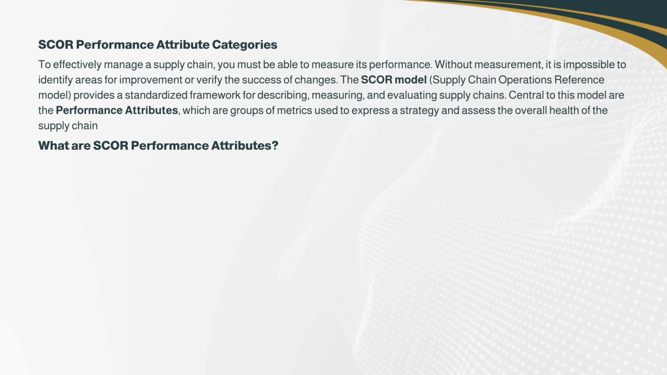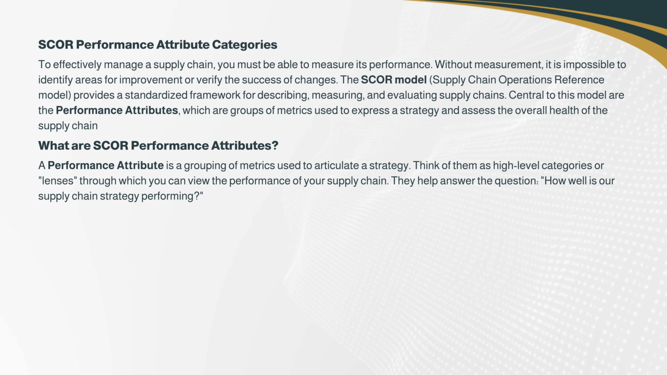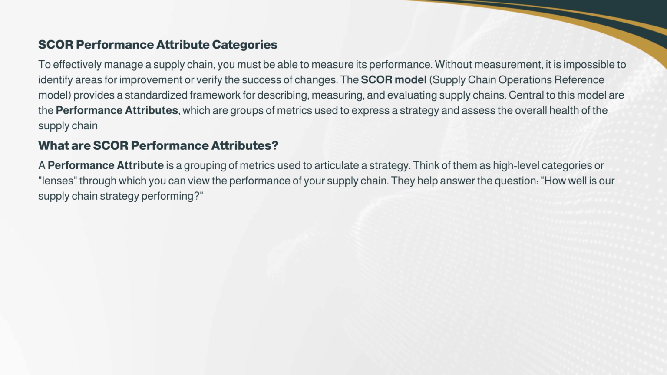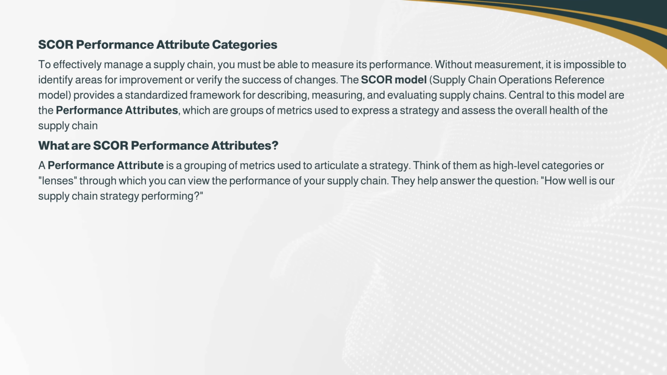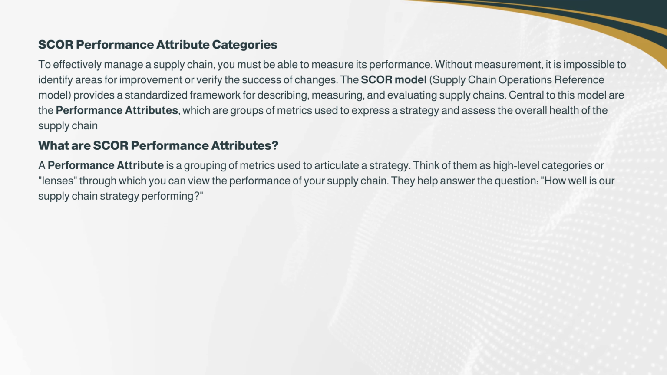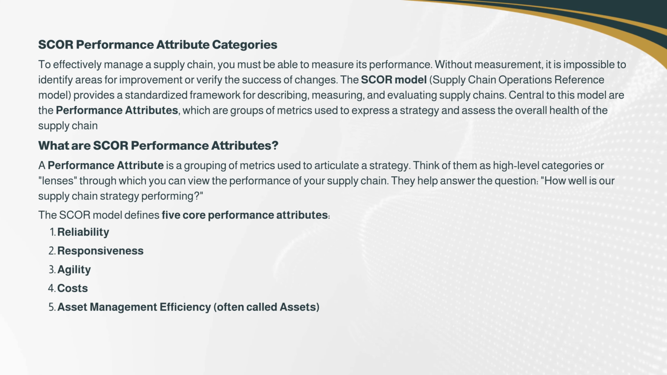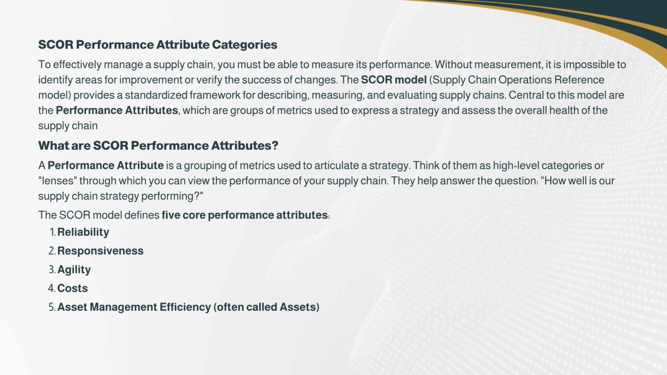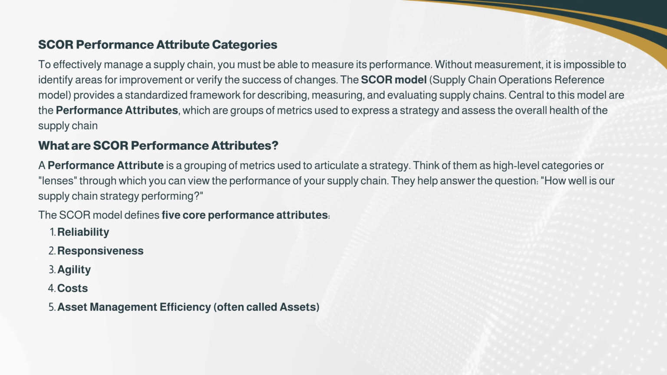What are SCOR performance attributes? A performance attribute is a grouping of metrics used to articulate a strategy. Think of them as high-level categories or lenses through which you can view the performance of your supply chain. They help answer the question, how well is our supply chain strategy performing? The SCOR model defines 5 core performance attributes: reliability, responsiveness, agility, costs, asset management efficiency, often called assets.